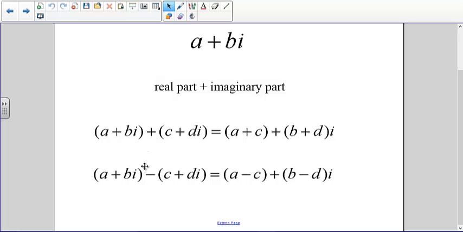Now if you're subtracting, again, what you do is you take the real parts, a and c in this case, and you subtract c from a. That's the real part of the result of this subtraction. And then for the imaginary part, you take the coefficient of the imaginary part of the second one that you're subtracting, and subtract that from the first. So we get b minus d, which again, these are real numbers, times the square root of negative 1, which we call i.